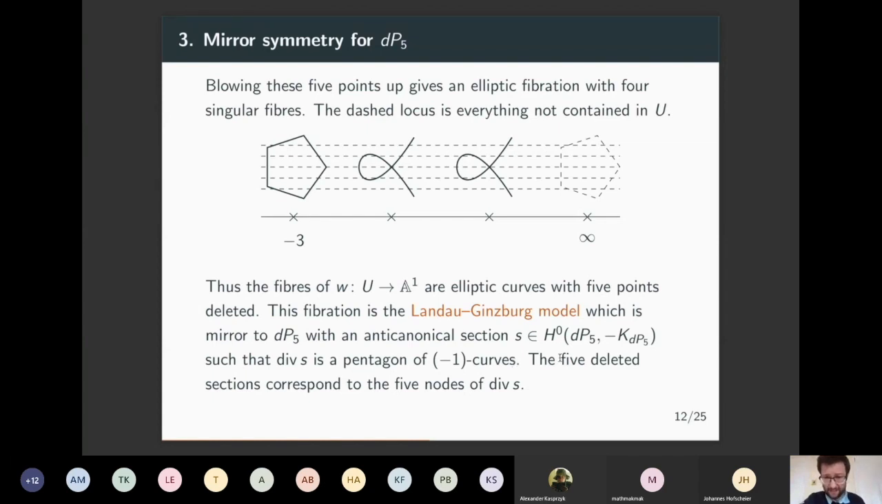And so these 5 deleted sections are supposed to correspond to the fact that this S is a pentagon. It has 5 nodes, but it's not really very, let's not get into that. I mean, we just have this very nice fibration that's given to us from this invariant Laurent polynomial, which happens to be important for people interested in mirror symmetry.